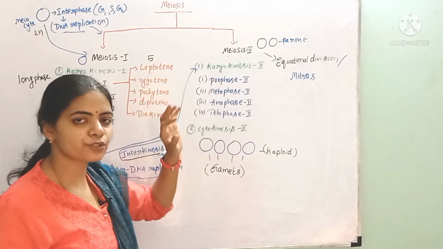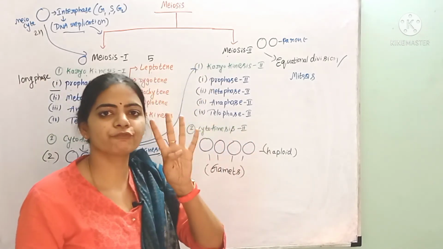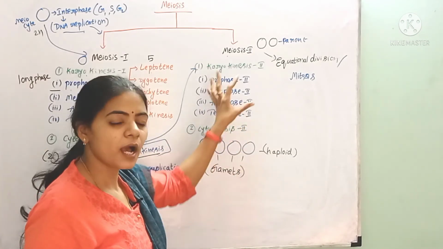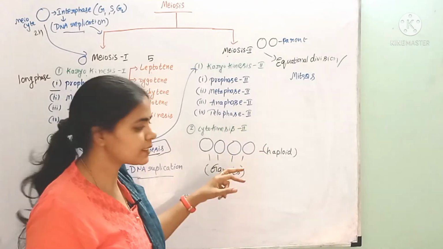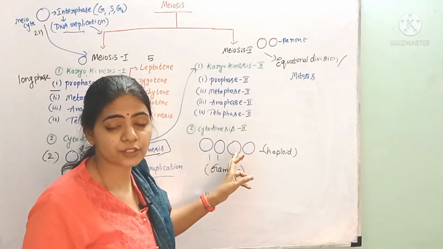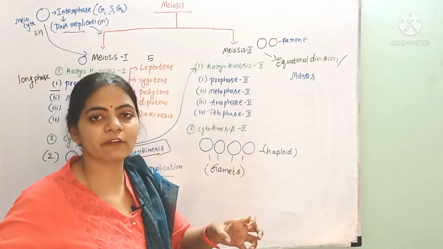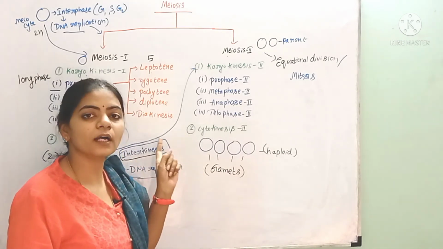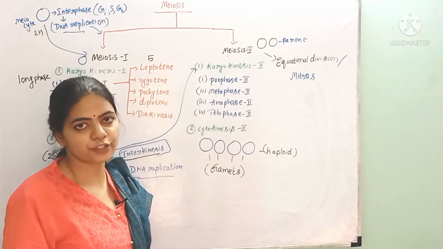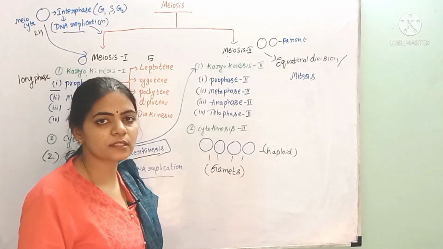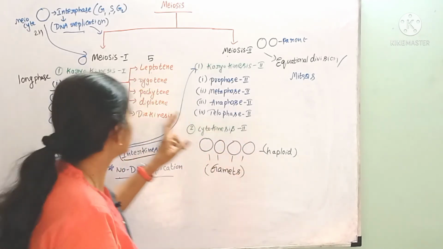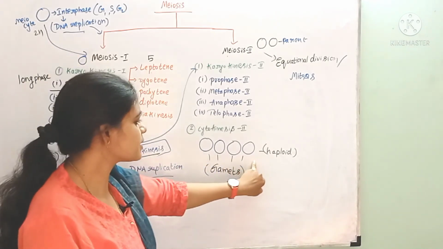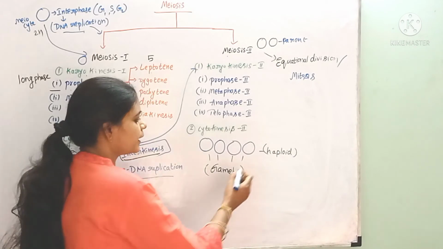In karyokinesis 2, what will happen? Nuclear division occurs in 4 phases. They are prophase 2, metaphase 2, anaphase 2 and telophase 2. After completing the nuclear division, the cells enter into cytokinesis 2, where cytoplasmic division also occurs, and 4 daughter cells are generated after meiosis 2. These 4 daughter cells are in haploid condition. The meiocyte was in the diploid condition, while the generated daughter cells are in the haploid condition.